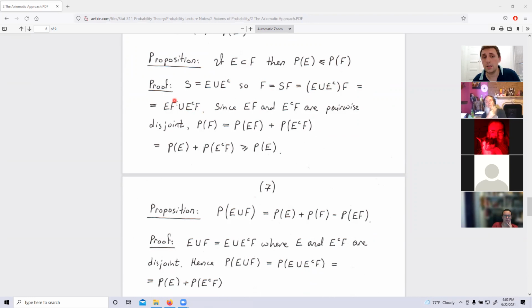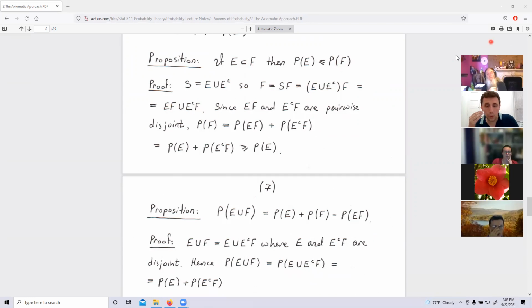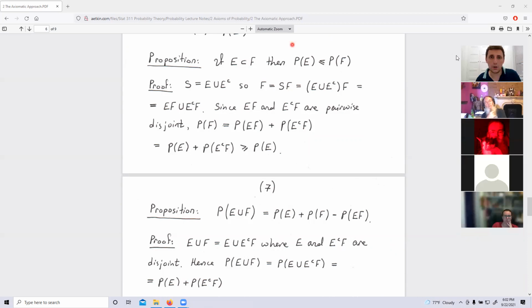Do you agree? E intersection F is just E. And E complement F is whatever is not in E, but still in F. You understand this, guys? F is bigger. So I can draw you a picture if you prefer. This is what I'm talking about. So here is F, right? And here is E. So what do you observe?